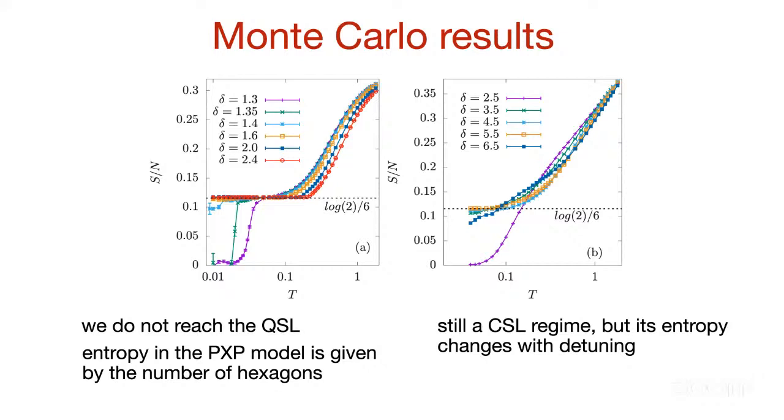The surprising thing is that this plateau is independent of the value of delta. I changed the detuning, but the entropy is the same. Now, this value is exactly log 2 over 6. So in other words, it's exactly the number of hexagons. It hints exactly at the existence of a local and commuting spin 1/2 sigma x degree of freedom per hexagon that I'm unable to see at lower temperature.